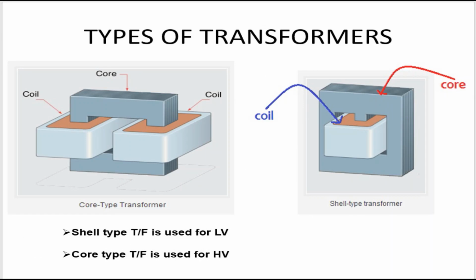In the core type transformer, there is a single window and there are two side limbs, and the primary and the secondary coil are wound on the two side limbs of the core. And in case of shell type transformer, there are two windows and three legs, two side legs and one central leg. Both primary coil and secondary coil are wound on the central leg, and the two side limbs act as a protection or a shell to the winding. So the transformer is called a shell type transformer.